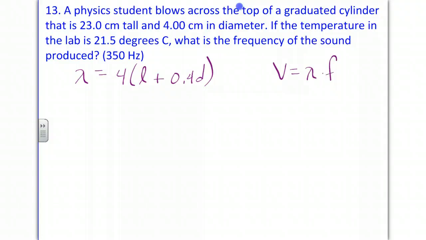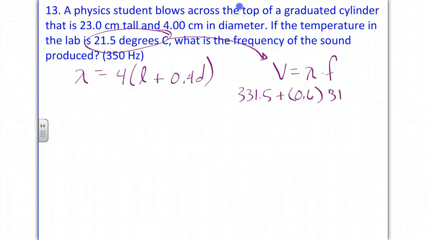First, I'll go ahead and get the velocity of sound from the temperature. So 331.5 plus 0.6 times 21.5 is going to give us a velocity of 344.4 meters per second. Now I'll determine the wavelength.